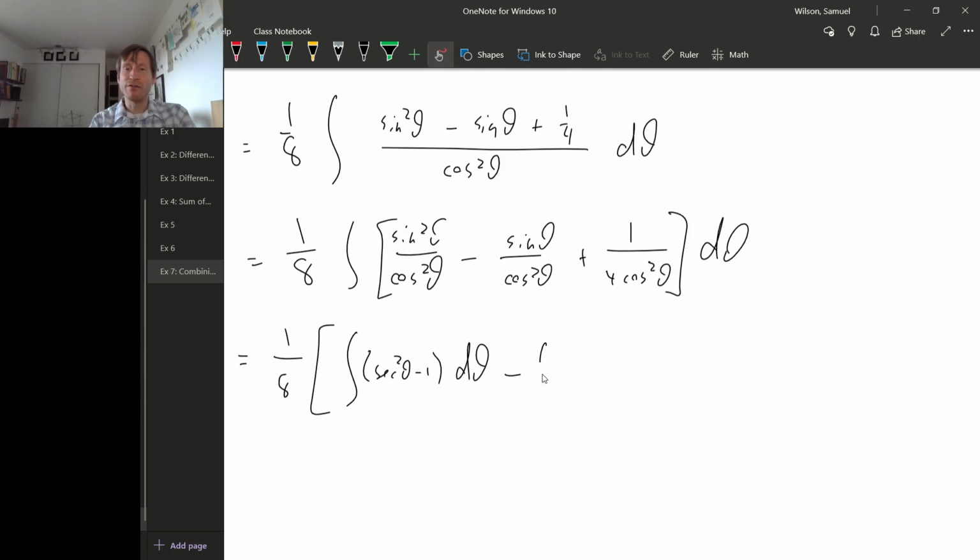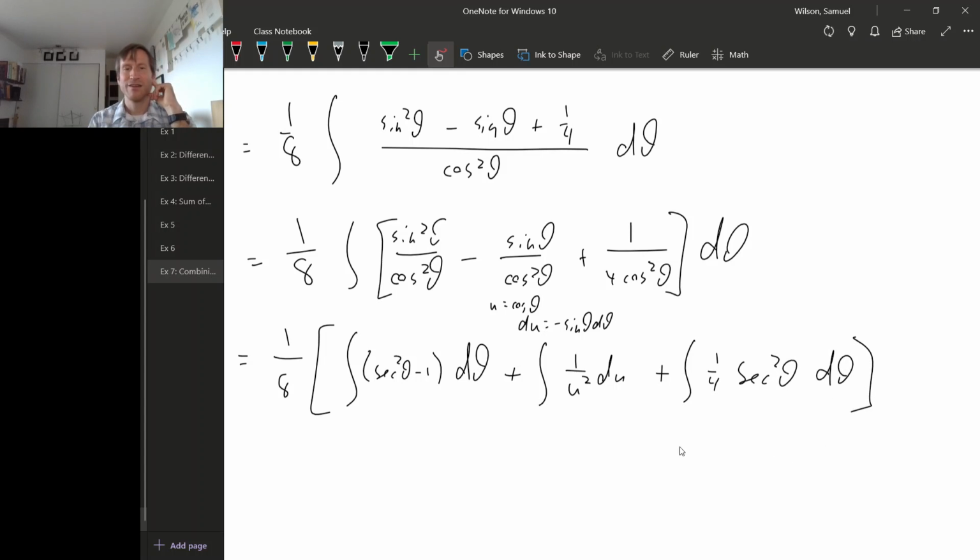For the integral of sine over cosine squared, this is set up for a u substitution. So we'll let u be cosine theta. That means du is minus sine theta d theta. So this minus sign turns this into a plus, and we get the integral of 1/u squared du, plus the integral of 1/4, and cosine squared is secant squared theta d theta, right? Now we're almost there. Each piece we can integrate.